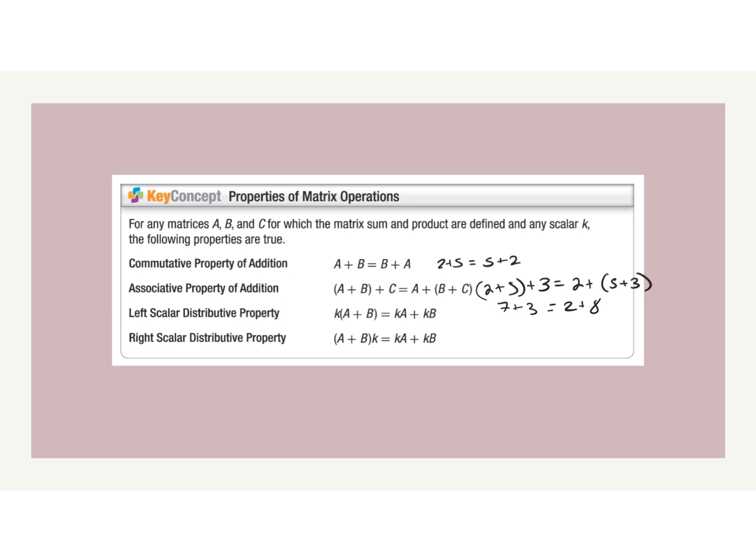Now we have the left scalar distributive property, which is what we did before, where we distribute from the front into the parentheses. But we also have the right scalar distributive property. That is when we distribute from the back side or the right side of the parentheses. But it gives you the same thing, which would be the distributed number.